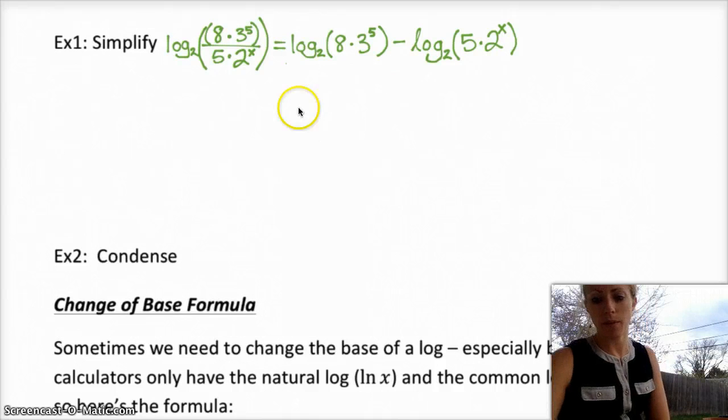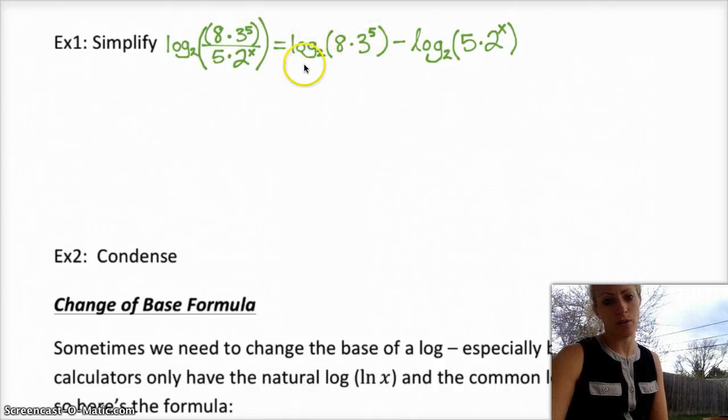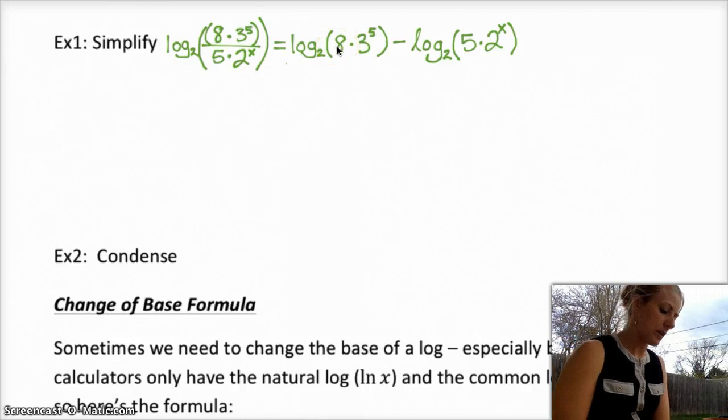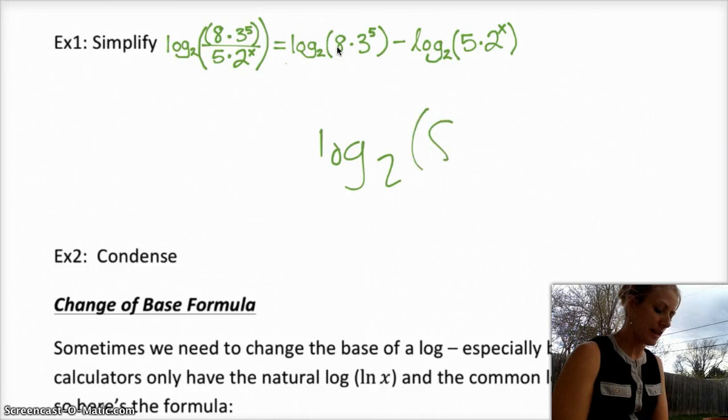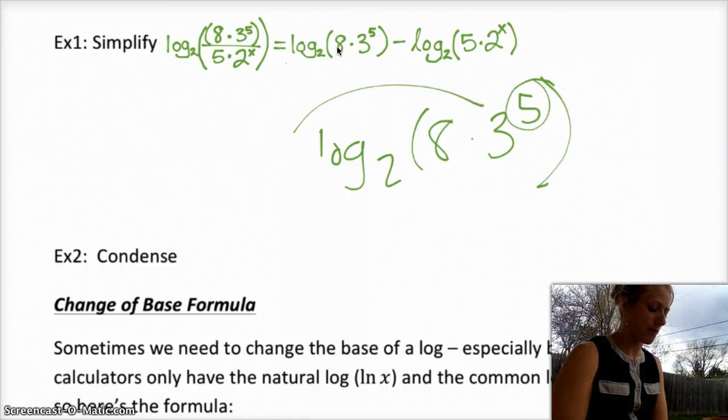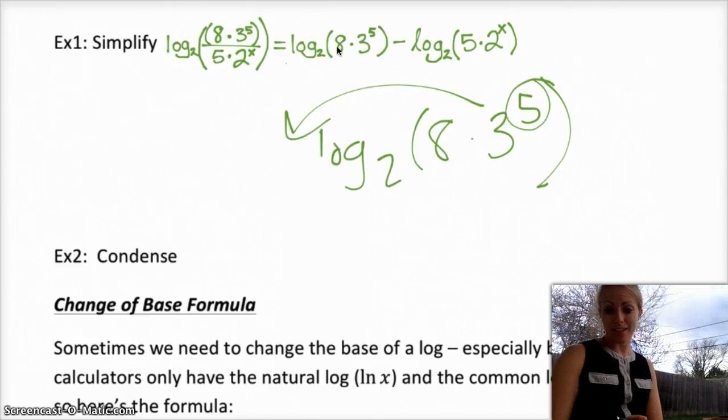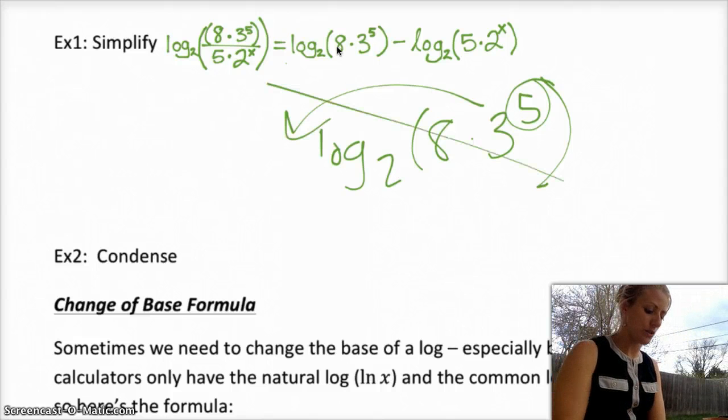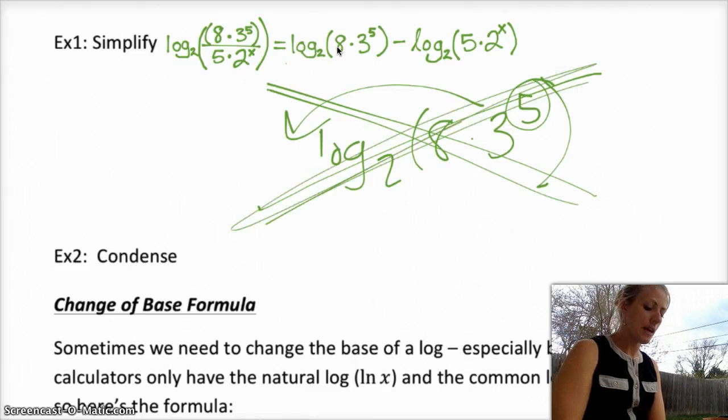Okay, so there's more stuff that we can break down now. So this one is just multiplication, so I'm going to do that first. So here's one of the common mistakes. A lot of times I'll see people go, oh, log base 2 of 8 times 3 to the 5th, oh, that's the 5th power, and I can pull it out front. You cannot do that, okay? Don't do that. Bad, bad, bad.